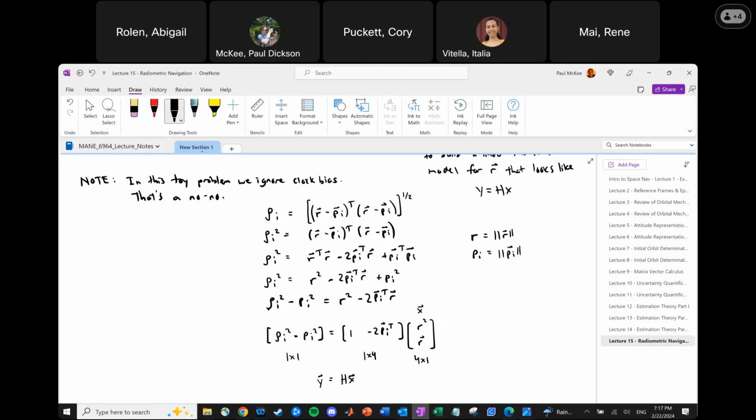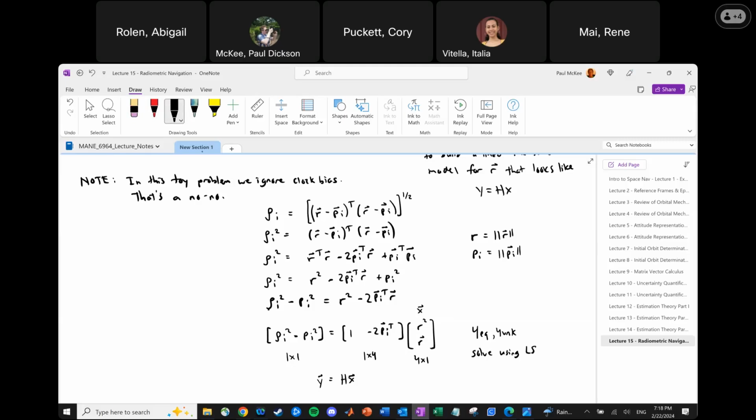So I'll make a note here. This is 4 equations, 4 unknowns. Solve using least squares. Or you could use maximum likelihood estimation if you had different uncertainties in each of your ranges, right?